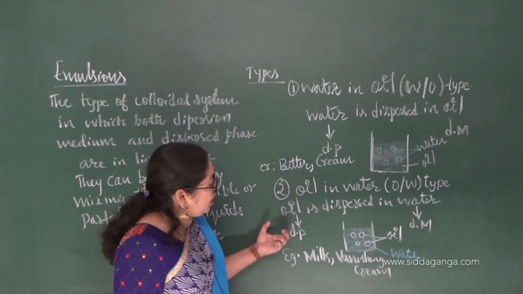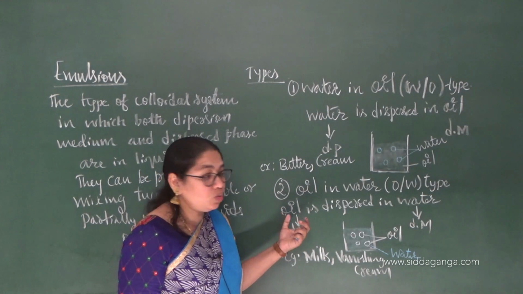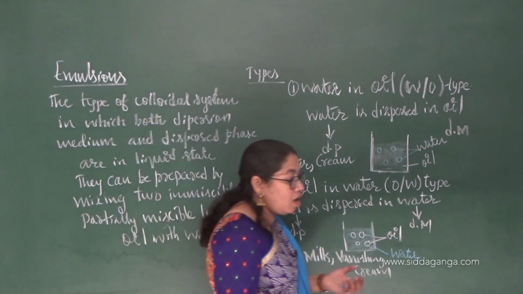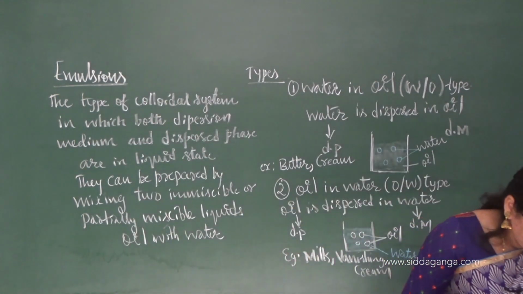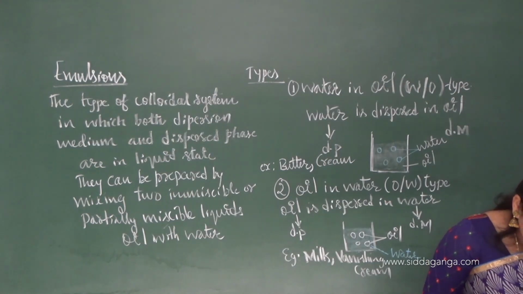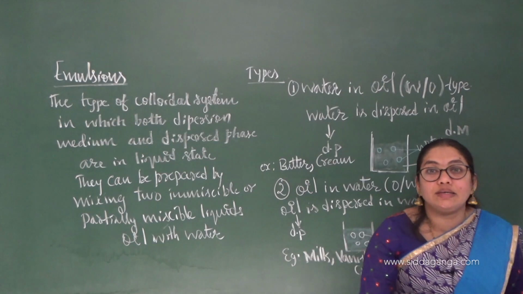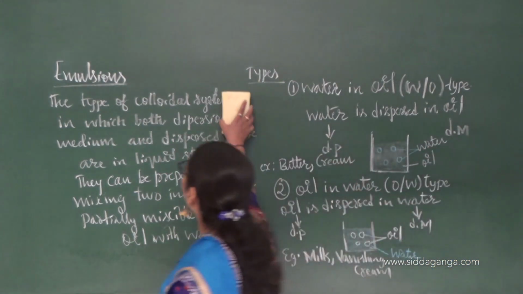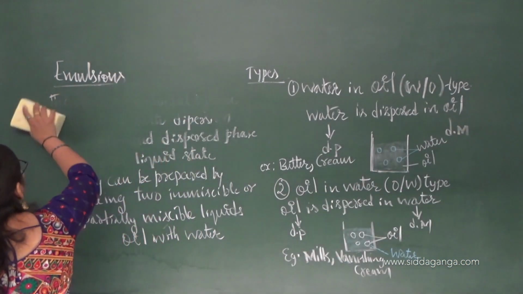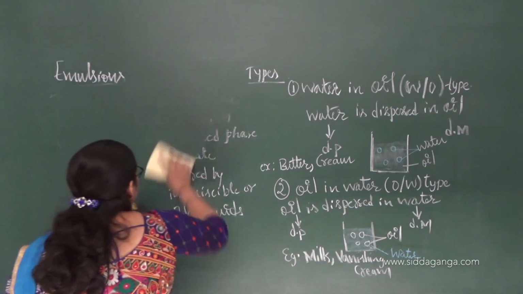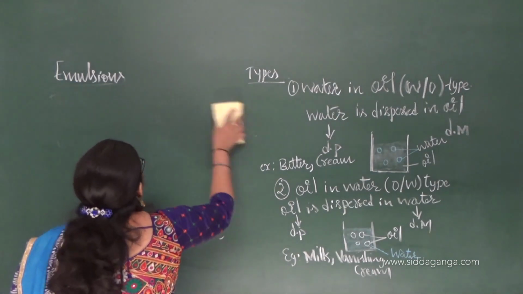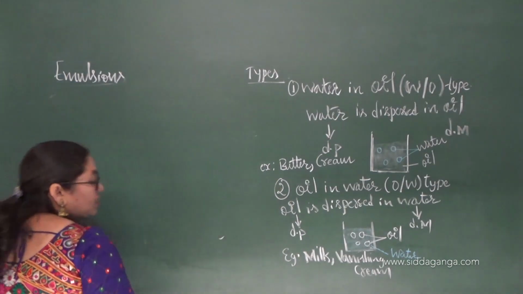So if you take these two, the second one is nothing but the oil in water type. Oil in water type is what? A little bit unstable. They are unstable. So in order to stabilize them, we are going to add some reagents. Those reagents are called emulsifiers.